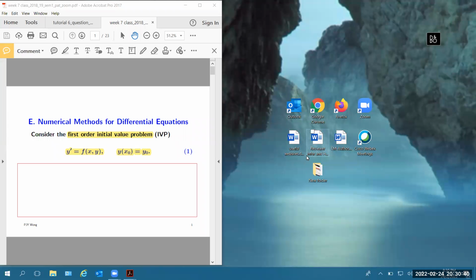Okay, class. So tonight we are doing numerical methods for differential equations. All right, so let's start with our summary. First, we must see what problem we are solving, right? So we are actually solving this simple problem here. We are just solving a first order initial value problem.